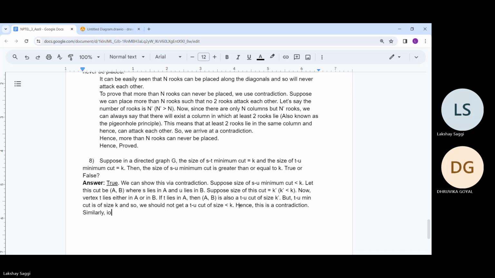Similarly, if T lies in B, then A comma B becomes an ST cut, is also an ST cut of size K prime, which is again a contradiction as the ST min cut is of size K.